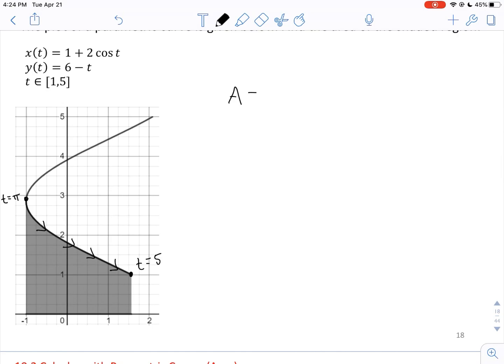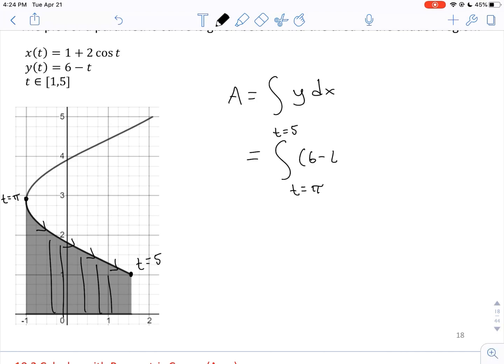So we still set up an area where all the vertical strips are dictated by the y-coordinate. So the height of each vertical strip is y, and the width is dx. And we adapt this to be in terms of t. So we go from t equals pi to t equals 5. We replace y with its function of t, which is 6 minus t. And we replace dx with its derivative, which is negative 2 sine t dt.